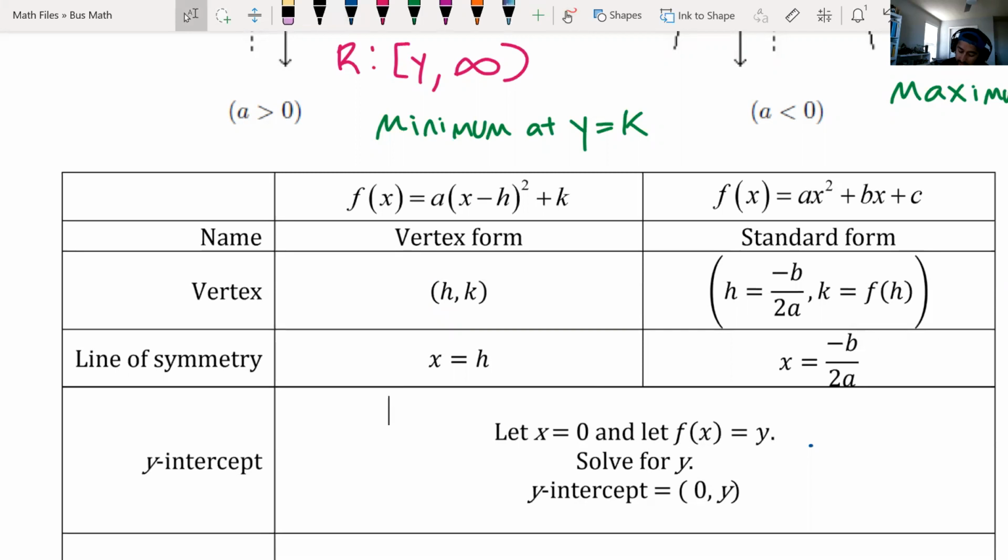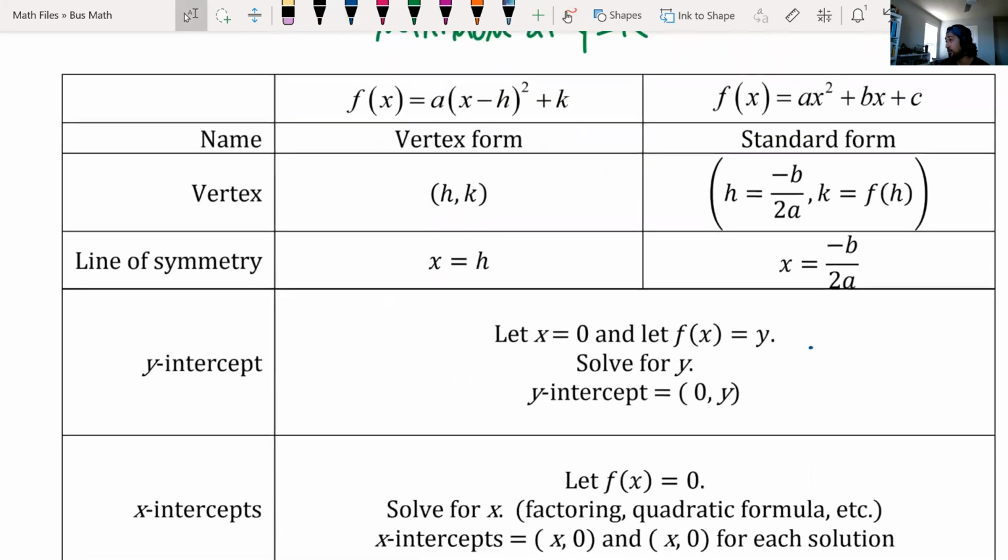And then to find a y-intercept, we've done this many times. If you want to find a y-intercept, you let x equal 0 and you solve for y. We did this in the beginning of the semester when we were graphing linear equations. So to find a y-intercept, you let x equal 0 and you solve for y.